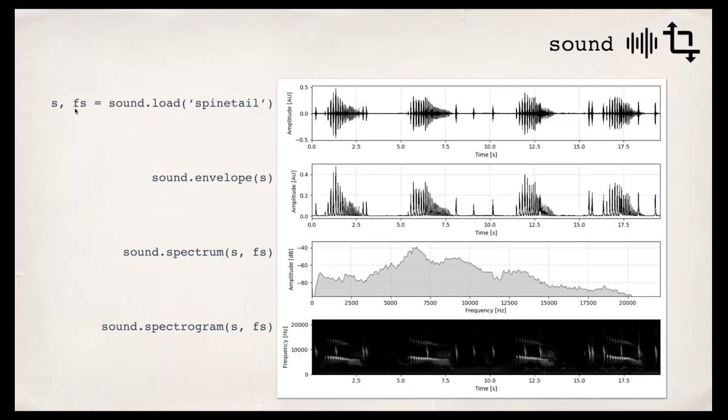So let's look a little bit at these modules. So the sound module, for example, as I said, you can load very easily. This is a one-line code. You load this recording that's called Spinetail. It has a little bit less than 20 seconds, and you can visualize it. This is the amplitude, the standard waveform. You can compute the envelope, you can compute the spectrum, and you can compute the spectrogram very easily. And if you come from R, you will notice that, for example, plotting a spectrogram is very, very fast in MATLAB.